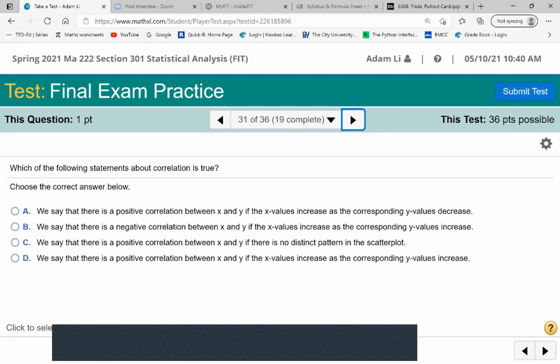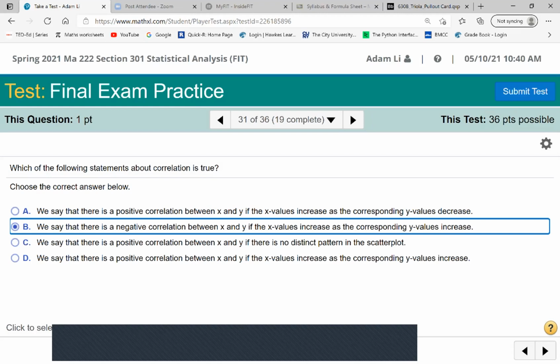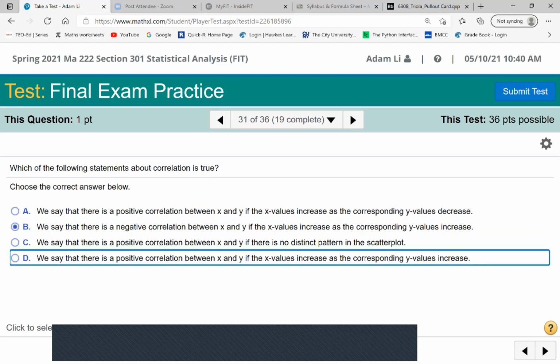Now, which of the following statements about correlation is true? I think it's B. We say that there's a negative correlation between X and Y if the X value increases and the corresponding Y value, no, this is positive, right? So B is not right. They should move in the same direction. I think it's positive correlation. Yes, okay, D should be right.